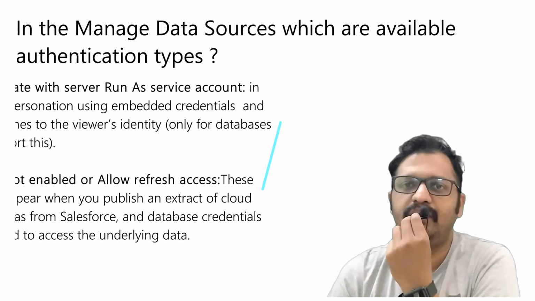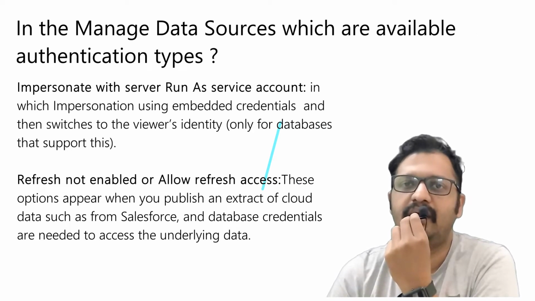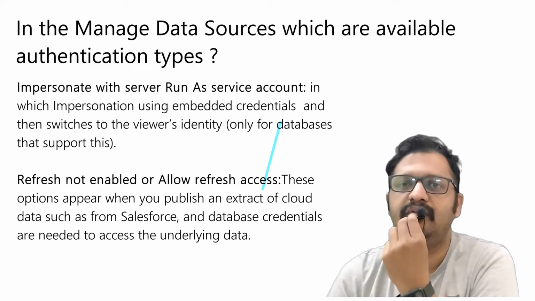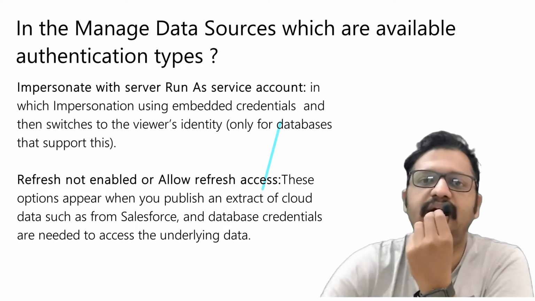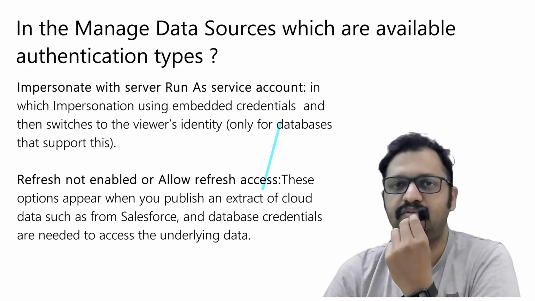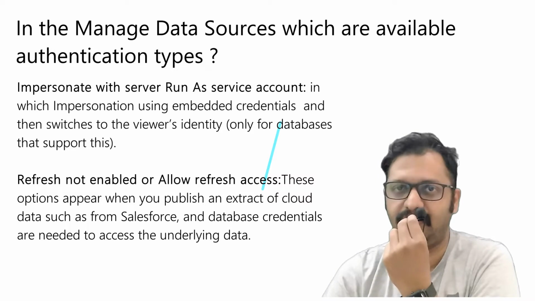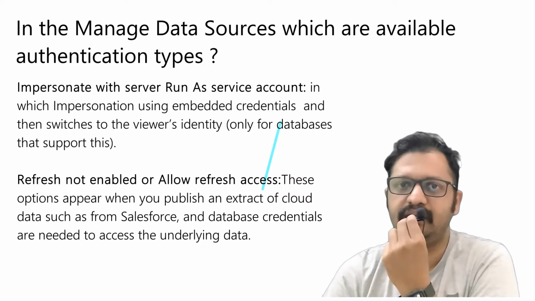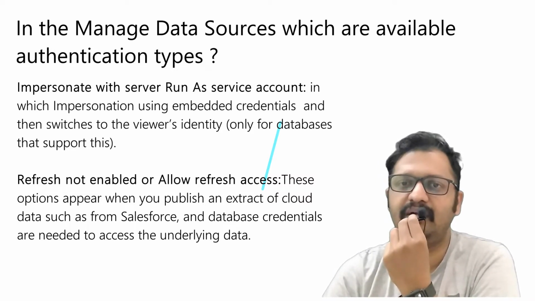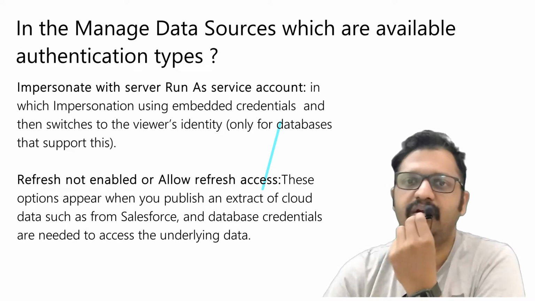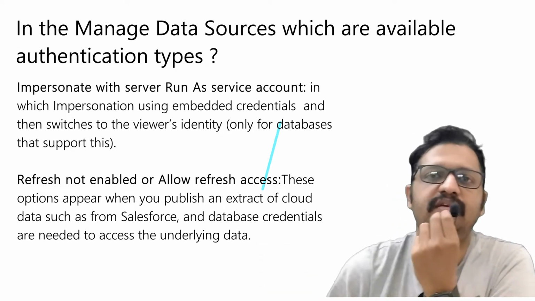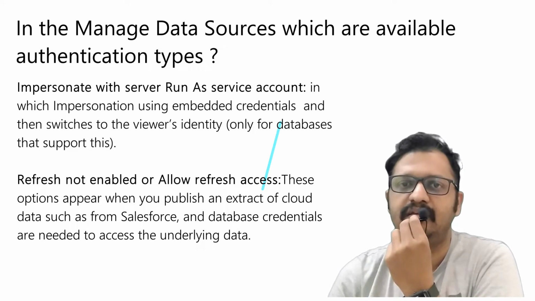The fifth authentication type is Impersonate with Embedded Account or Impersonate with Server Run As Service Account. Impersonation using embedded credentials connects with the embedded credentials and then switches to the viewer's identity. Impersonation using the Run As Service Account is similar, but first connects to the Kerberos service account before switching to the viewer's identity. The sixth authentication type is Refresh Not Enabled or Allow Refresh Access.